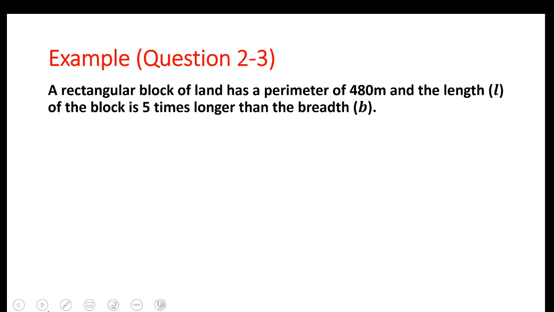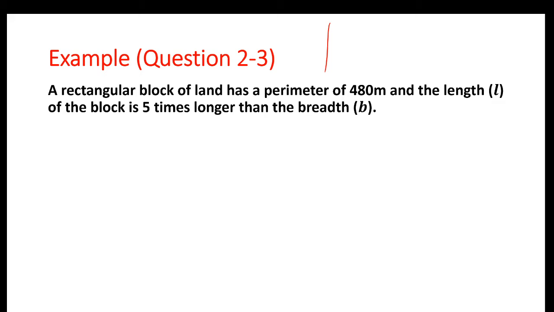So example for question 2 and 3. The question 2 and 3 will look like this. Well, in fact, one looks much similar to the example we're about to do, and one's a little bit different, so you might need to think for yourself a little bit, which is fine. Okay, so a rectangular block of land has a perimeter of 480 meters, and the length of the block is 5 times longer than the breadth.